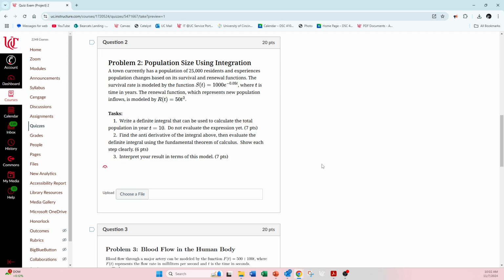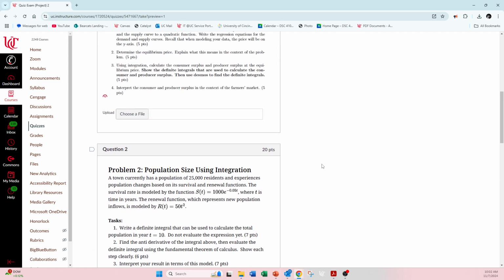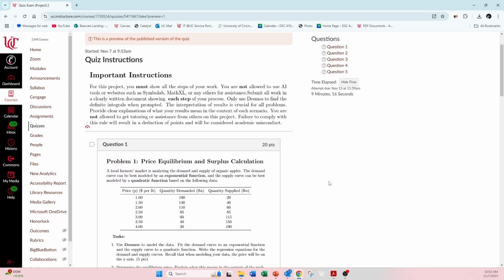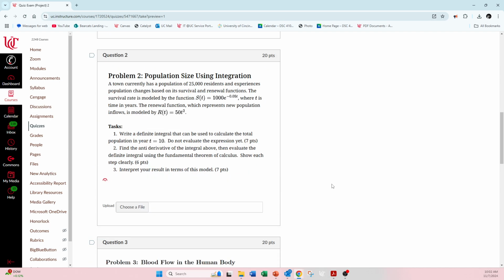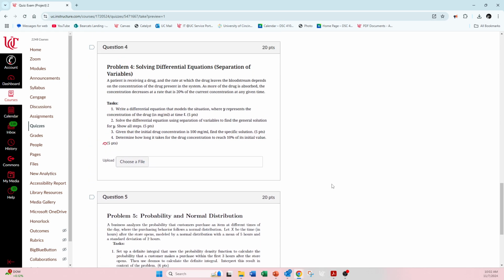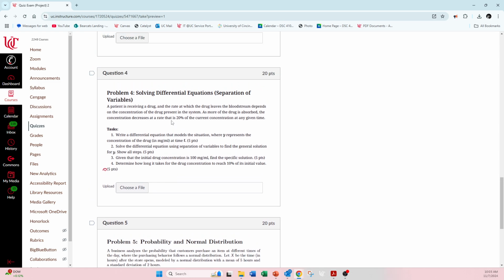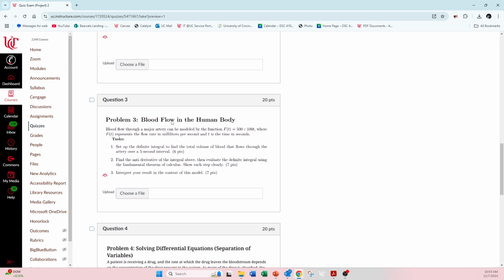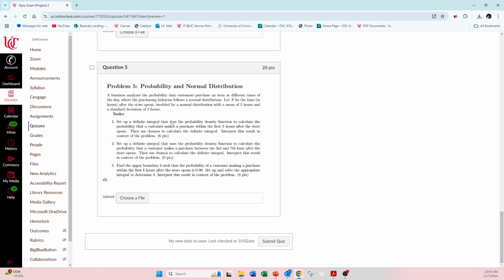Pretty much the changes are that you are able to use Desmos to find definite integrals on problems 1, 4, and is that right? 4? Oh no, 4 is a differential equation. On problems really 1 and 5, if my memory serves me right.